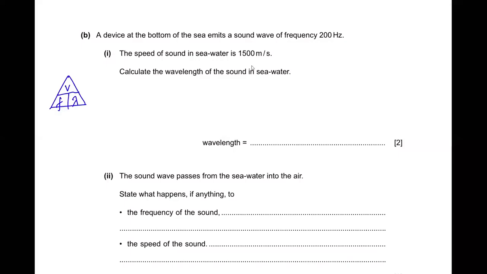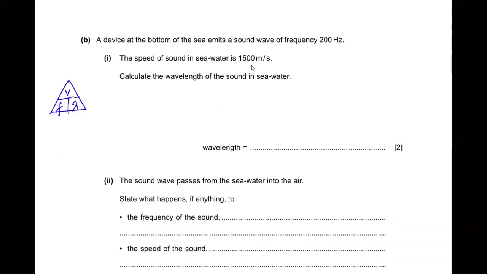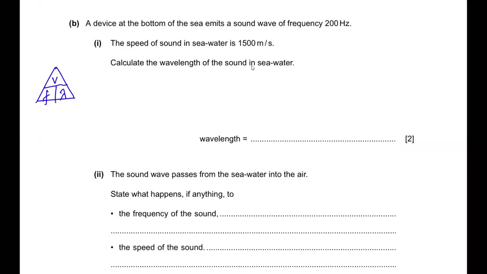Okay, so in today's class, we're going to do past paper questions on the topic sound. The first question says, a device at the bottom of the sea emits a sound wave of frequency 200 hertz. The speed of the sound in seawater is 1500 meters per second. Calculate the wavelength of the sound in seawater.